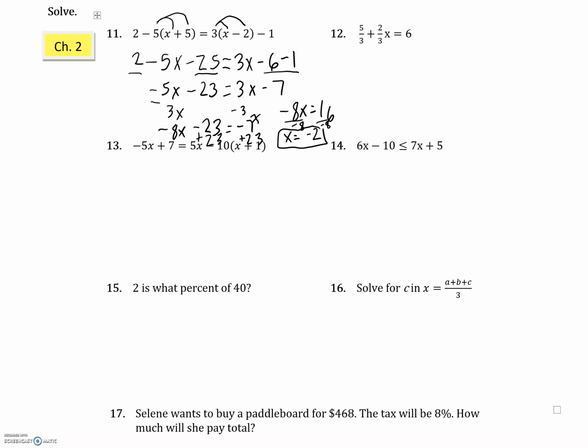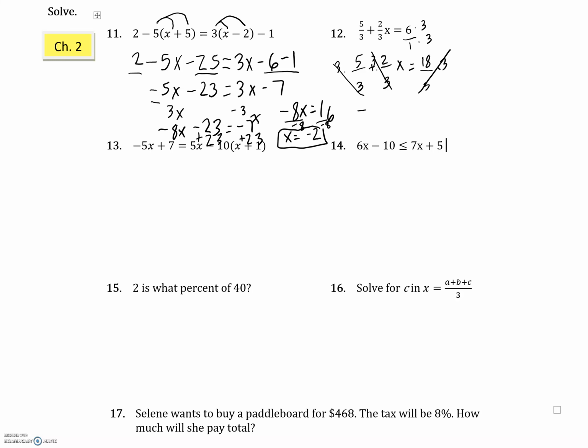Number 12 has some fractions involved. One way to get rid of those fractions is to get a common denominator for each one. Right now we have 5/3, 2/3 x, and 6. I'm going to go ahead and put that as 6 over 1. I'm going to get a common denominator so they all have a 3. So my new equation is 5/3 plus 2/3 x equals 18/3. Now I'm going to multiply each one by 3 to get rid of those denominators.